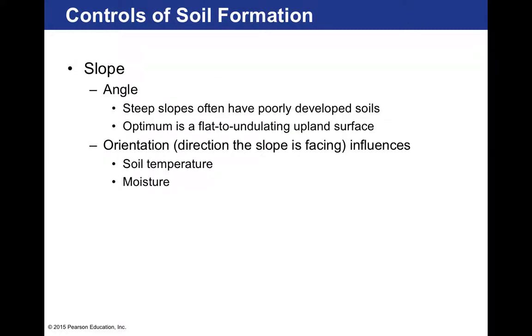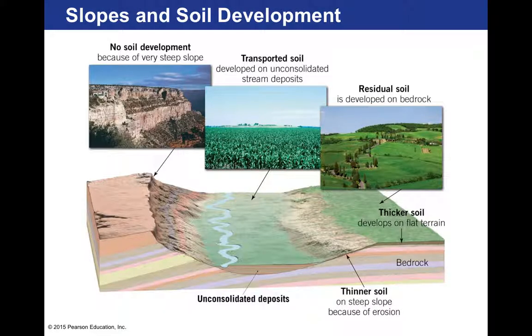Slope is also another important factor in soil formation. The bigger the angle of slope of a landmass, the more poorly developed the soil is going to be, because gravity is basically going to pull all of the transported materials farther down. So when you have a highly sloped region, the soil is not going to be that great. Also, the orientation is important as well to affect the soil temperature and moisture. All right, so just an example of some of the things I just mentioned before. Here's where you have no soil development, where you have a very steep angle.